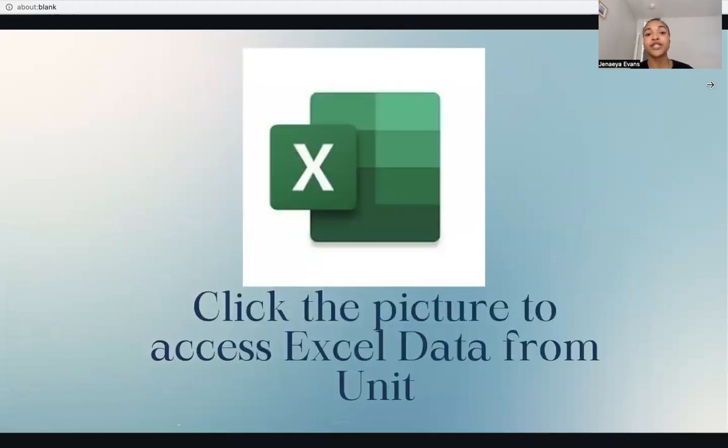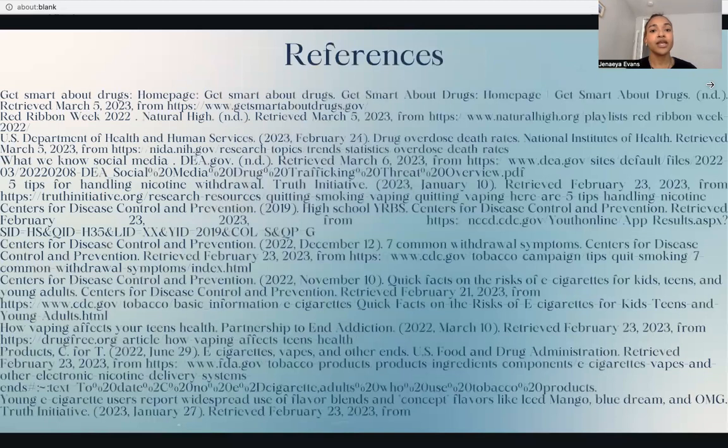If you click on this picture, you will be able to see all of the data for all the students, post-test, pre-test, and you can just really get a glance at what objectives were met and where we fell short. These are just the references that I used. A ton of information is out there for health educators, which is really great.